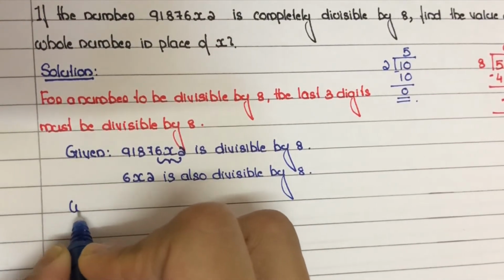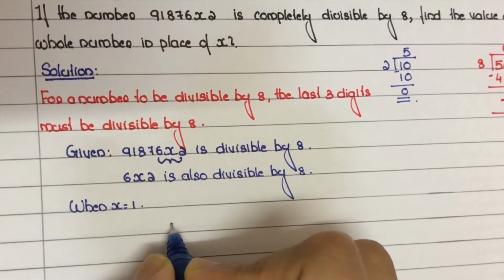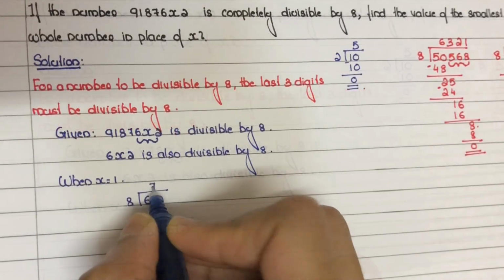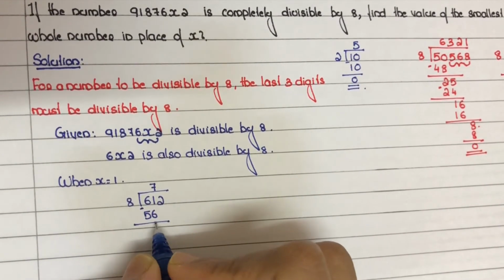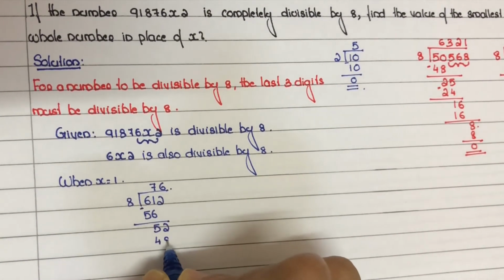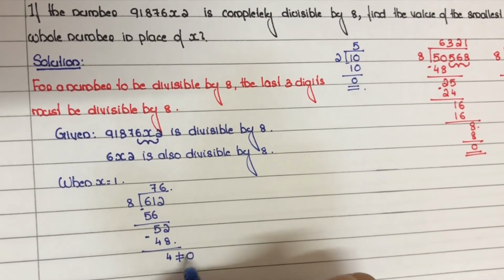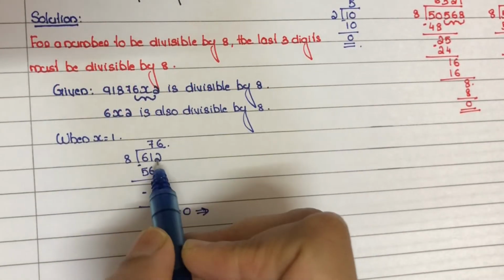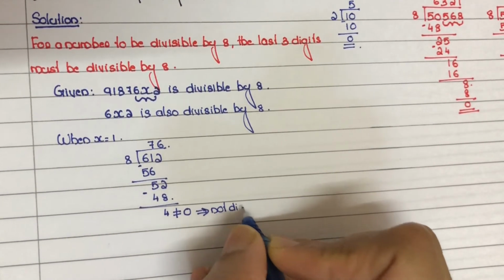First check when x equal to 1. Then the number is 612 divided by 8. 7, 56, 61 minus 56 is 5, 52, 6, 48, 52 minus 48, 4. Not equal to 0. Remainder is not equal to 0, which implies 612 is not divisible by 8.